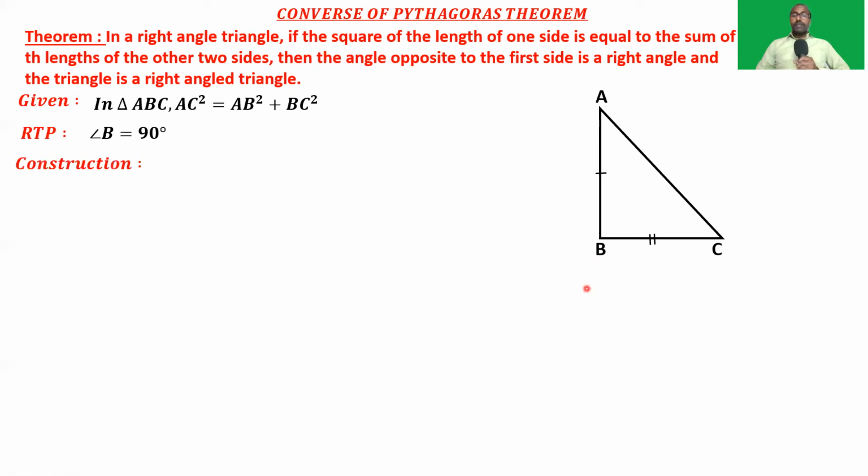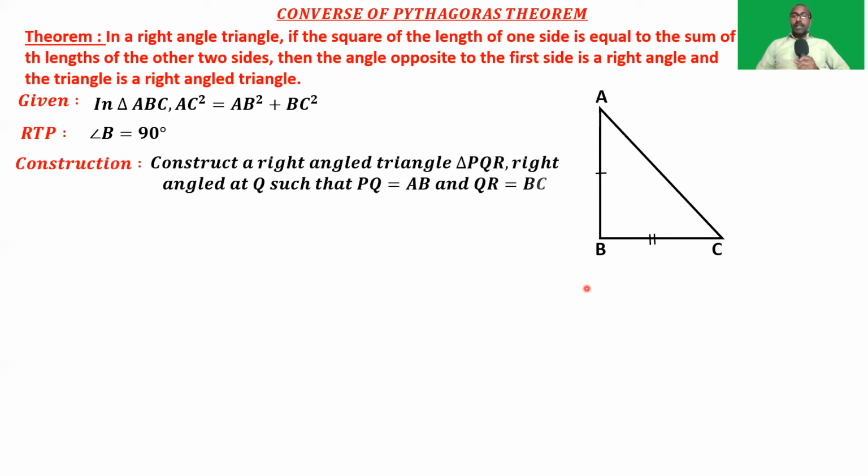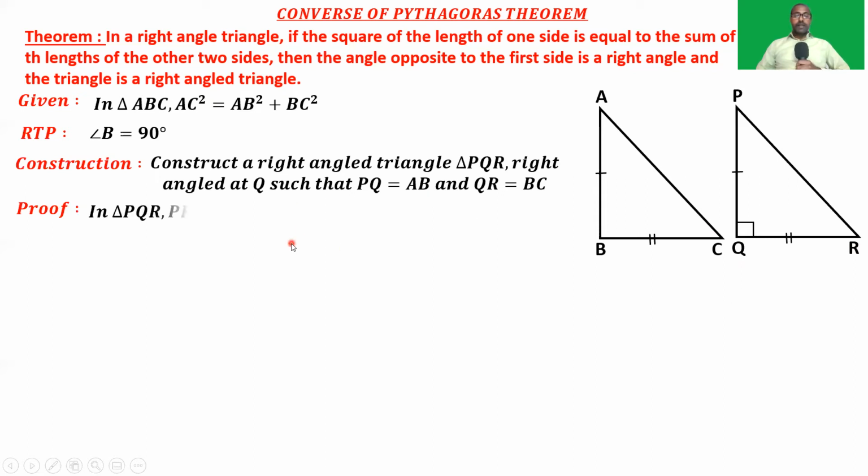In construction, construct a right angle triangle PQR, right angled at Q, such that PQ is equal to AB and QR is equal to BC. Now we are constructing a right angle triangle PQR such that AB is equal to PQ and BC is equal to QR, in which angle Q is equal to 90 degrees. Now, let us prove the theorem. In triangle PQR, we have PR square is equal to PQ square plus QR square, because of Pythagoras theorem.